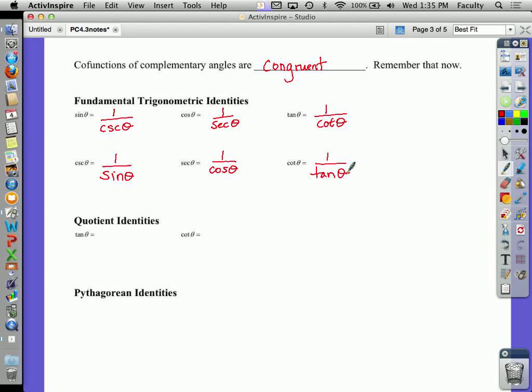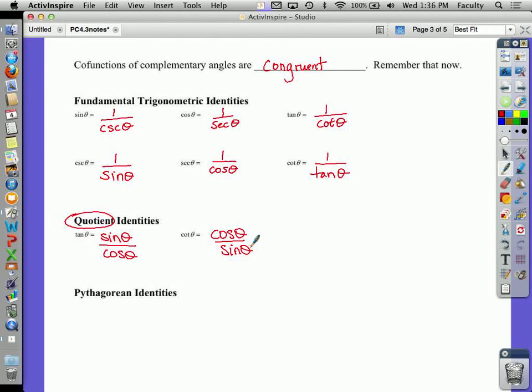Now we also know something about tangent and cotangent. Quotient means fraction. Well, we also know that tangent is sine theta over cosine theta. And we know cotangent is cosine theta over sine theta. All right, now, drum roll please.